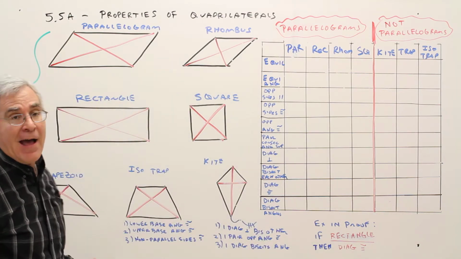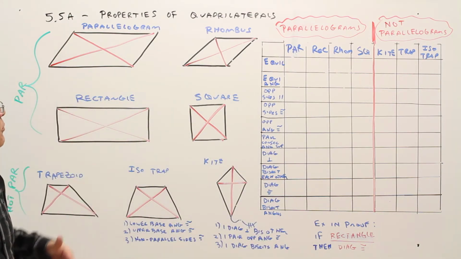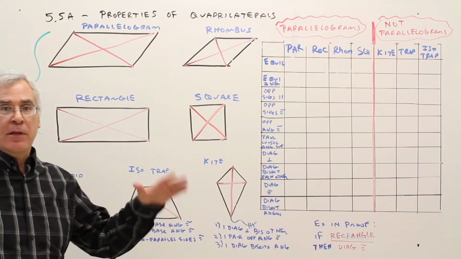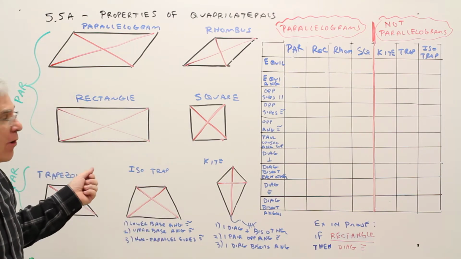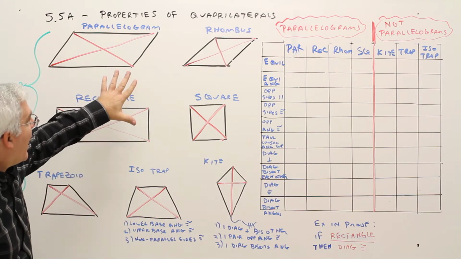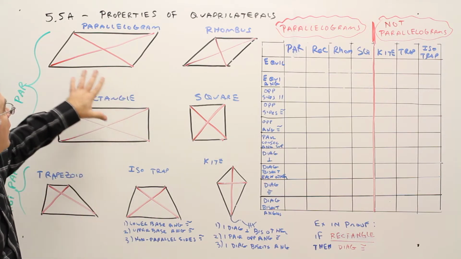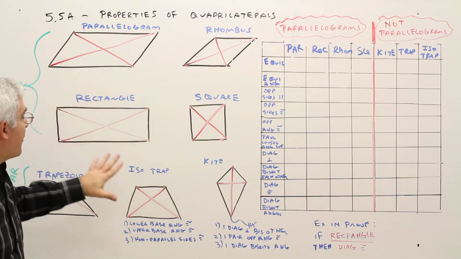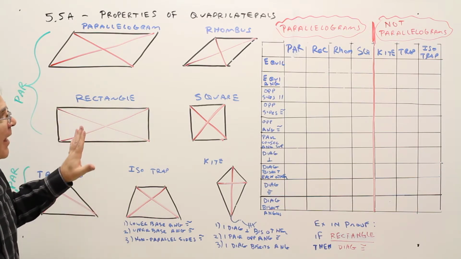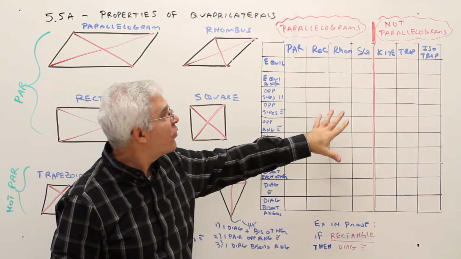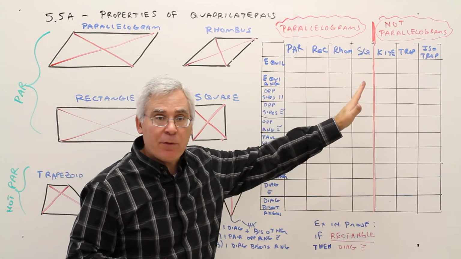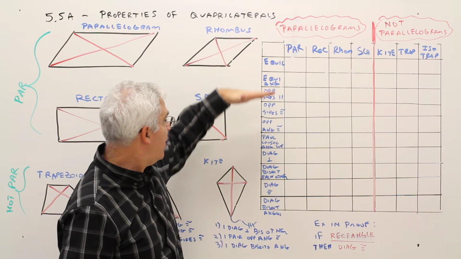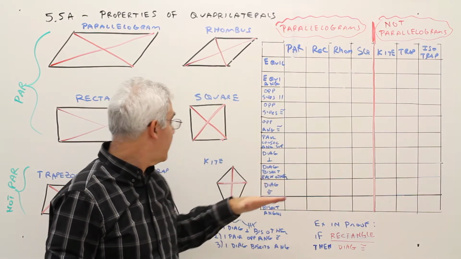Welcome to video 5.5a, Properties of Quadrilaterals. There's a lot going on in this one, so I've got some things drawn here. You've got this figure in your notes with all of these different types of quadrilaterals. Then on the next page, you've got this chart for properties. Each different column is a different quadrilateral, and here are the properties.